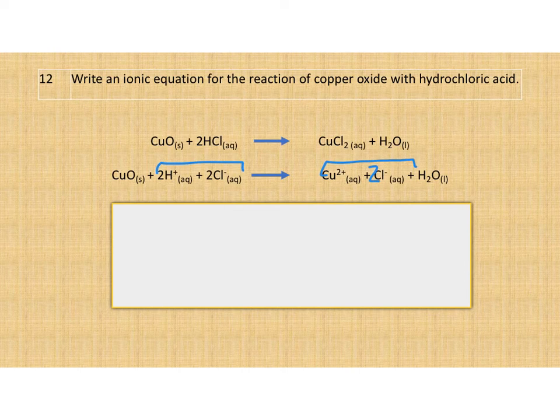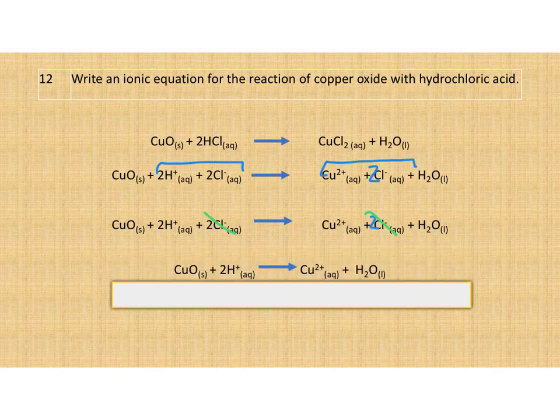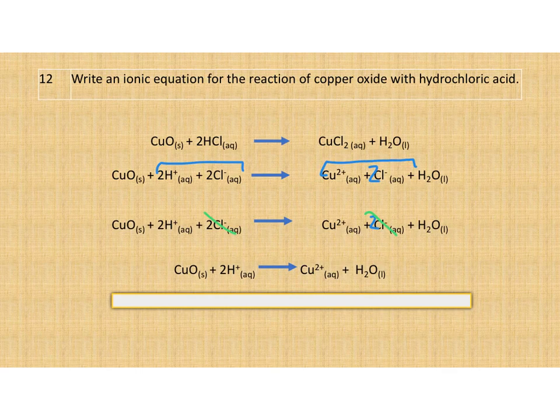So once I've done that, I can of course start to cancel. Remembering I've got a 2 there. So what can I cancel? Well, I can cancel certainly my chloride ions there and there. Anything else doesn't, because my copper becomes copper 2 plus, and the oxygen goes to become water. So I am left with this final equation of copper oxide reacting with acid to produce copper 2 plus and water. So I hope you found those examples useful.